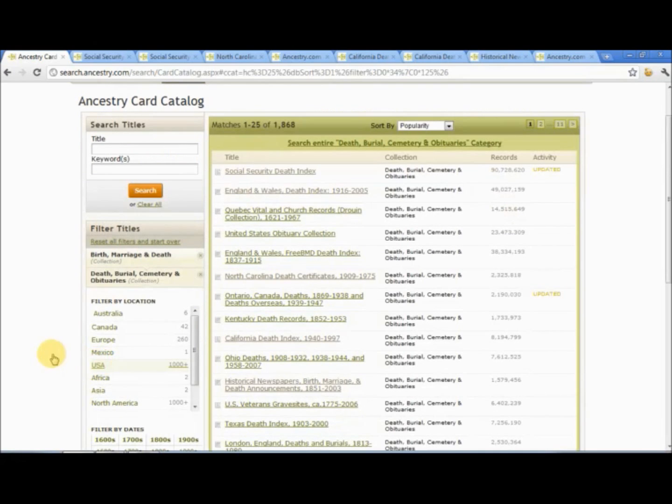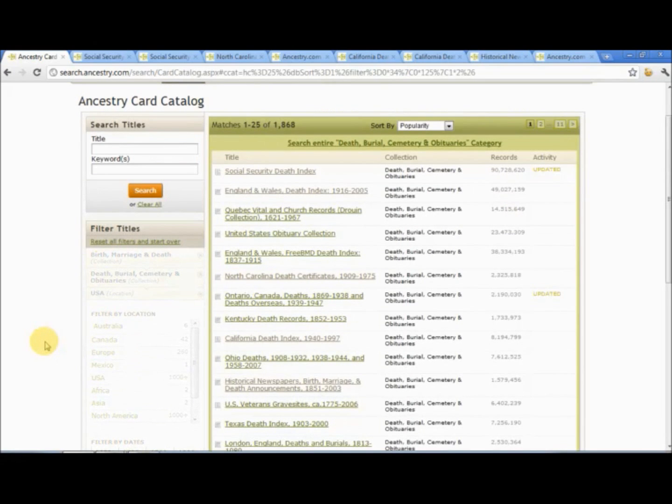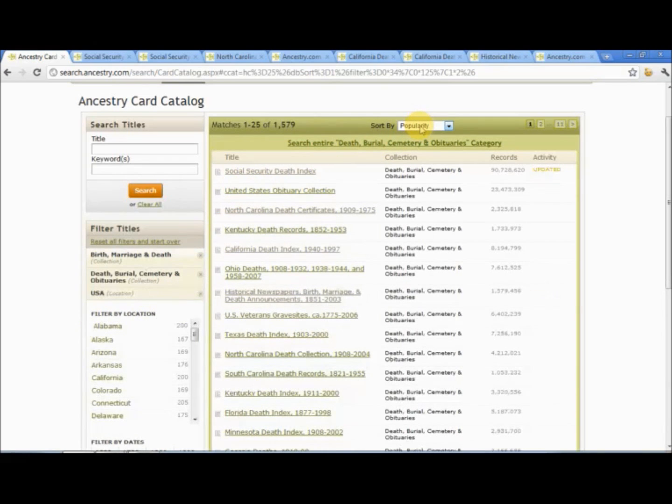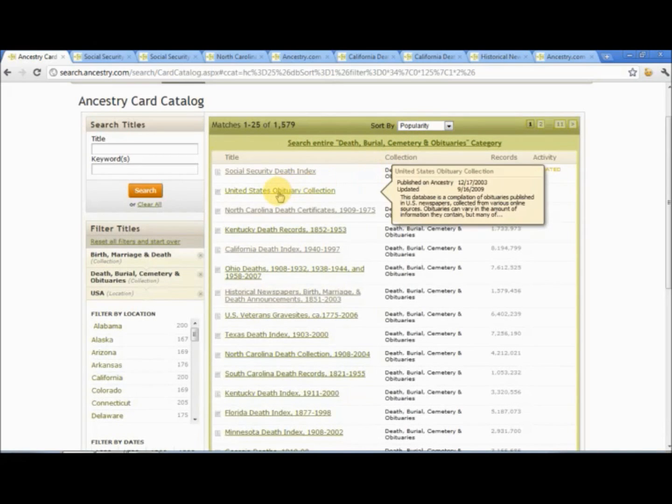We're going to look today at just U.S. records, and you may notice I have this particular list sorted by popularity. I did that because the databases I want to show you today are our most used databases. There are some underused resources here that maybe we'll get into another time. When you're talking about death records, there are a lot of different sources that'll give you information about death.